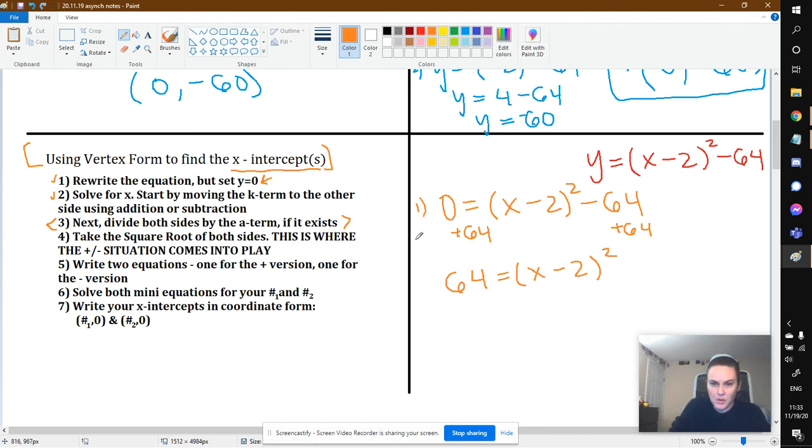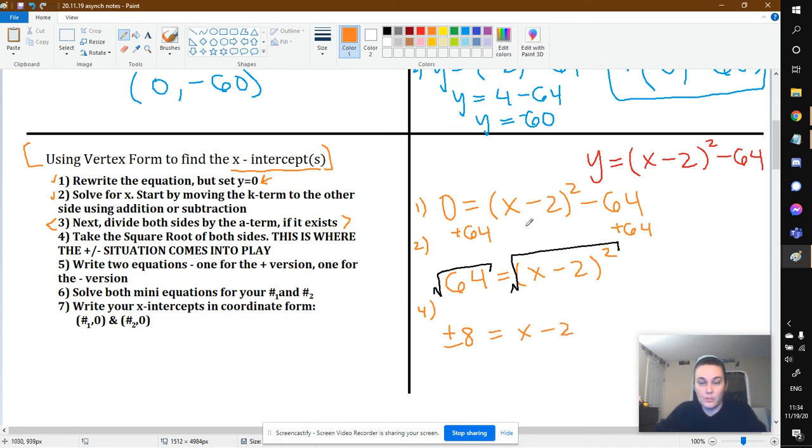So this was step 1, this was step 2, right? Step 3 is skip. Step 4 is take the square root of both sides. So we take the square root of both sides, and we get plus or minus 8 is x minus 2. This is where the plus minus situation comes into play, right?